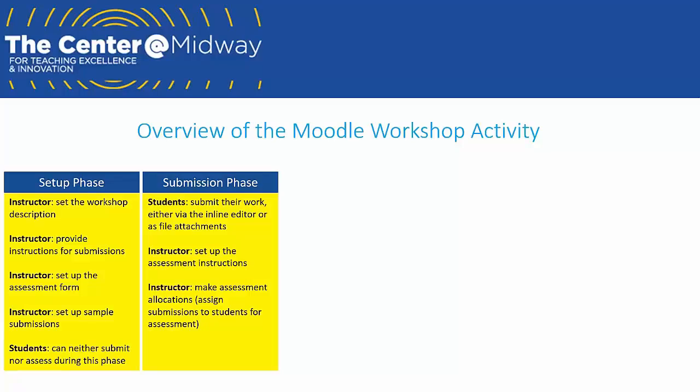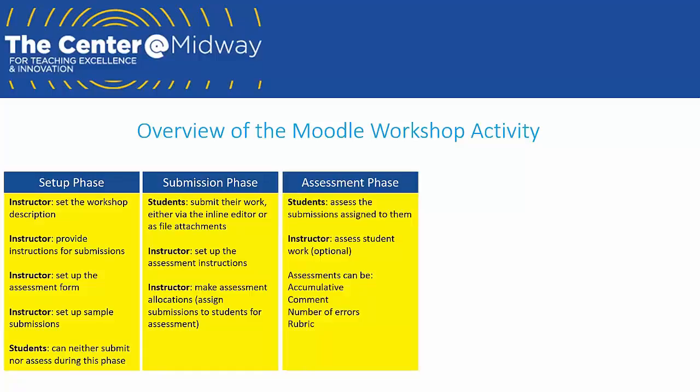So in other words, if you've got 6 people in your class, student 1, 2, 3, 4, 5, and 6, and student 1 has submitted their work, then you can say, okay, student 2 and 3 are going to assess student 1. So that's what you would be doing as the instructor in the submission phase. Once all the assessment allocations are made, the instructor would push the workshop activity to the assessment phase.